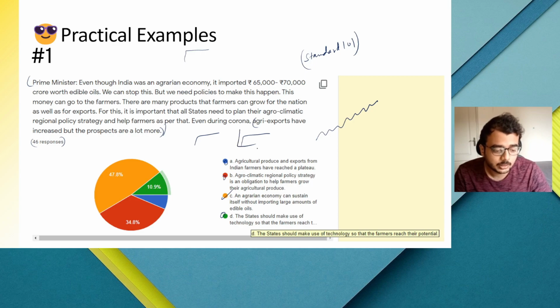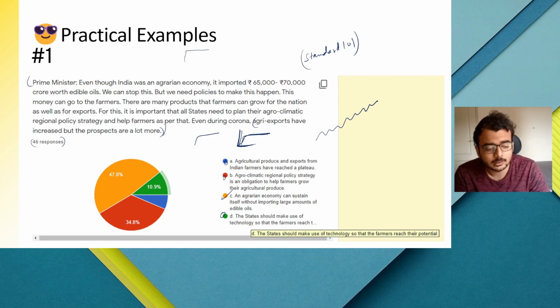मतलब एक ग्राफ बनाऊंगा तो ऐसा बनेगा कि ऐसे चला फिर ऐसा, ये x और ये y axis. Okay, this is called a plateau, and certainly the agricultural produce in India has not reached a plateau. The prospects are high. The author believes so. That is why A is incorrect.